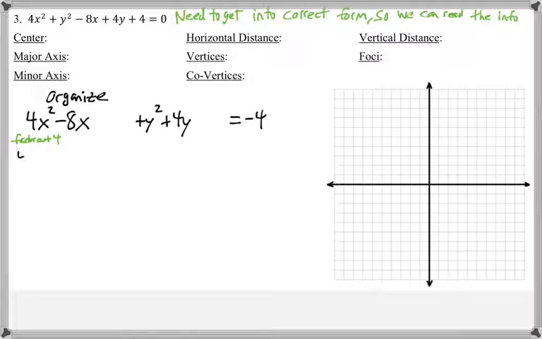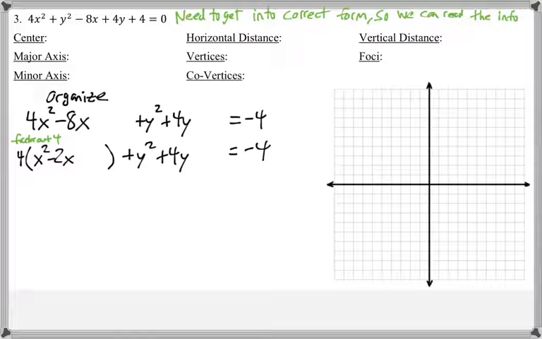So this will be 4 times x squared minus 2x, and then I still want to leave that space and close my parentheses, plus y squared plus 4y. I don't need to factor anything out of the y's because the y squared has a 1 in front of it, and that's what we want. And this is equal to negative 4. Okay, so now I'm ready to complete the square.